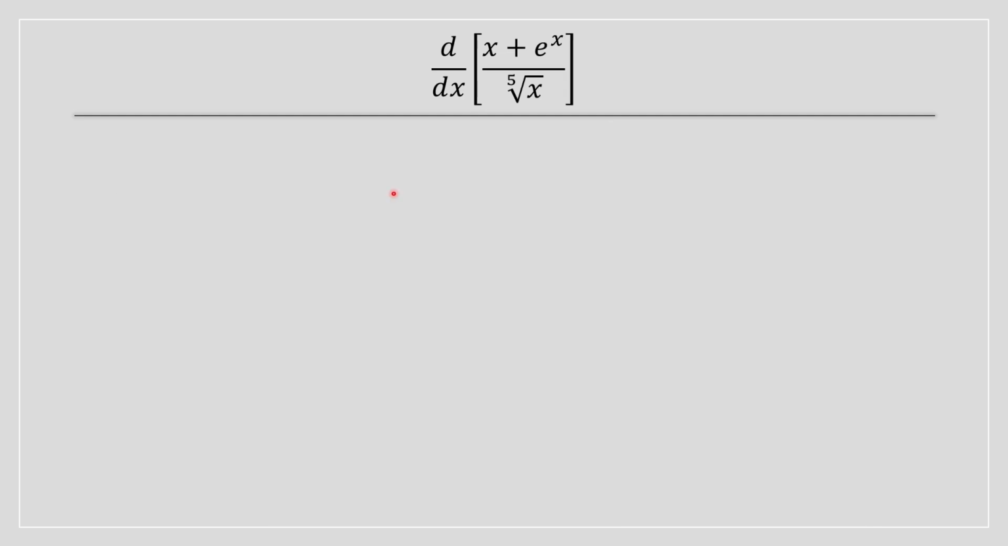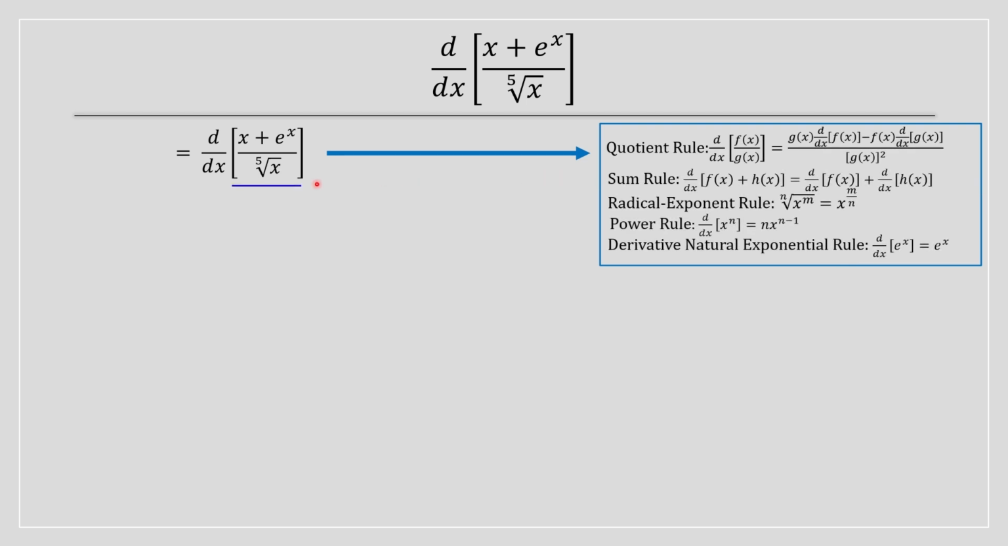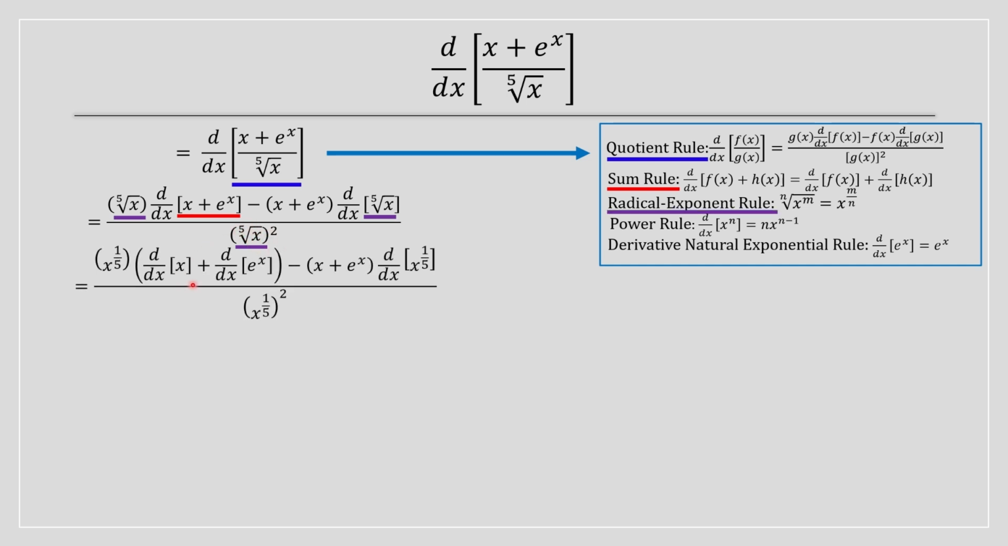Question 21. So in this question, it's very similar to the previous question, and here are the tools we have to apply. We have to apply the quotient rule first, because there's a function on the top and a function on the bottom, and it's being divided. Then we have to apply the sum rule, because we have a plus symbol, so we distribute the derivative symbol. Then we apply the radical exponent rule, because we have a square root of 5 and we have to rearrange it. Once we've done that, you can rewrite it again.